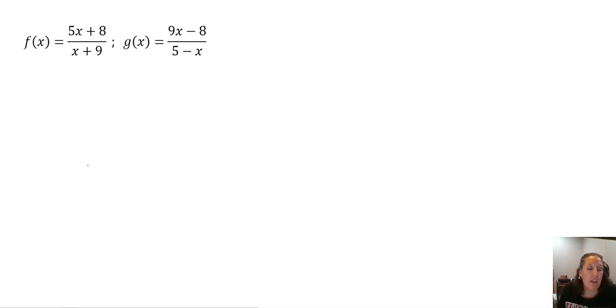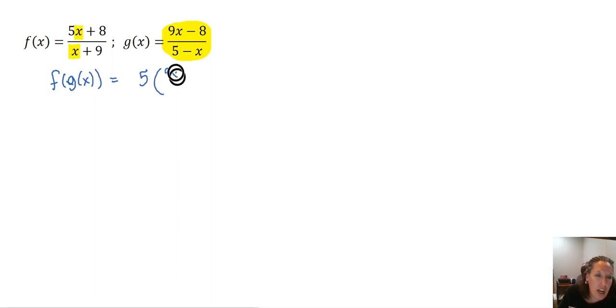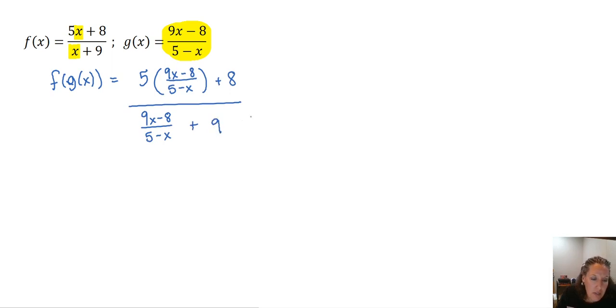All right, we're doing the same thing. Now our functions are f of x equals 5x plus 8 and x plus 9, and our g is 9x minus 8 over x minus 5. The first thing we want to do is find f of g of x. We're going to be plugging this whole fraction in for the x's in our f function. So we're going to get the fraction 9x minus 8 over 5 minus x, plus 8, all over the fraction 9x minus 8 over 5 minus x, plus 9.